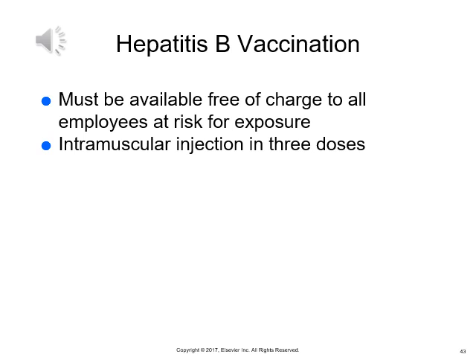The hepatitis B vaccine is an intramuscular injection and is given in 3 series doses. This must be available free of charge to all employees that are at risk of exposure to hepatitis B.